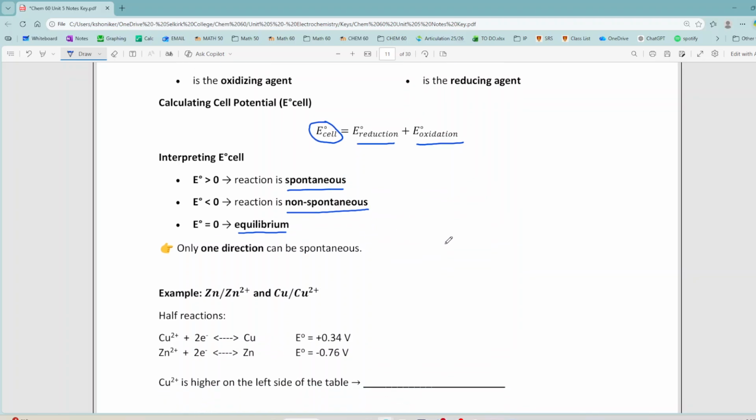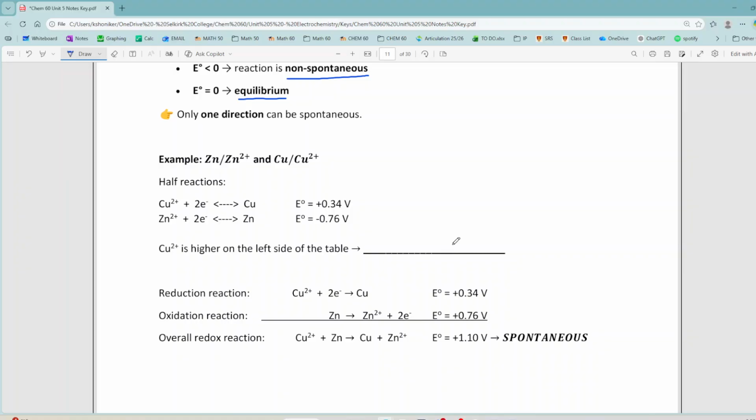So let's look at the combination of zinc and copper. Now, I've already taken these off the table, and I found the two reduction half reactions. So copper 2 plus 2 electrons will be reduced to form copper solid, and zinc 2 plus 2 electrons will reduce to become zinc solid. But these have equilibrium arrows. What we want to figure out is which of these half reactions is going to act as the oxidizing agent and which one is going to act as the reducing agent. In other words, which one's going to be reduced and which one's going to be oxidized.